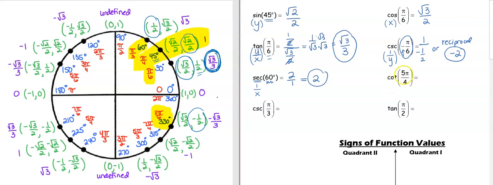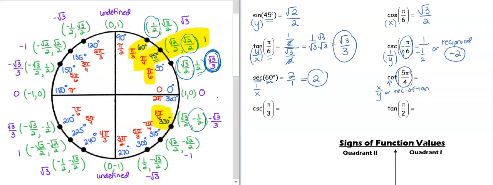We have cotangent of 5 pi over 4. So just as a reminder, cotangent is x over y, or the reciprocal of tangent. This tells me where I'm looking. So there's 2 parts to each of these. Which trig function are we looking at, and which angle are we going to find that trig ratio? So this tells me to look at 5 pi over 4.